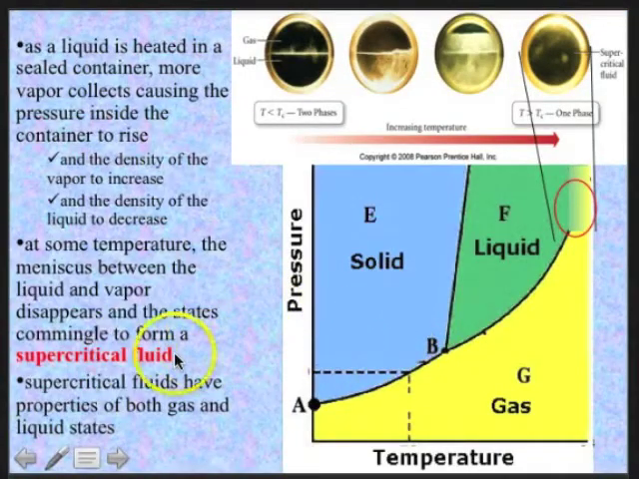Let's turn our attention to supercritical fluids. If we keep adding pressure to a liquid in a sealed container and keep heating it, more vapor collects, causing the pressure inside the container to rise. And the density of the vapor increases, and the density of the liquid decreases. And you get to some temperature where this meniscus, or boundary between the liquid and the gas, disappears. And at that point, you have a supercritical fluid. A supercritical fluid has properties of both gases and liquids.